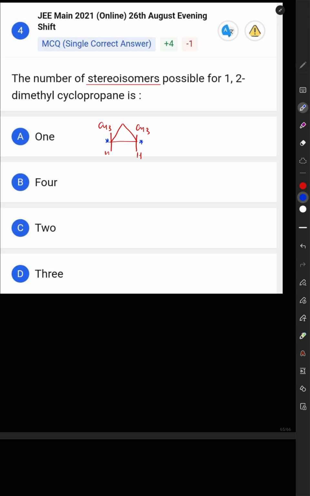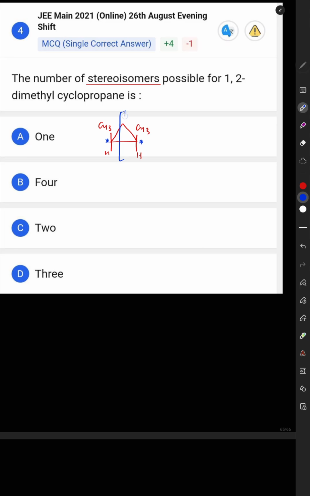Now, if we have two chiral centers in a molecule, the number of stereoisomers must be 4, right? The formula that we use to calculate the stereoisomers, the number of stereoisomers, is generally 2 raised to n. But this is not applicable directly in those cases which have a plane of symmetry. This molecule, that is 1,2-dimethyl cyclopropane, has a plane of symmetry.